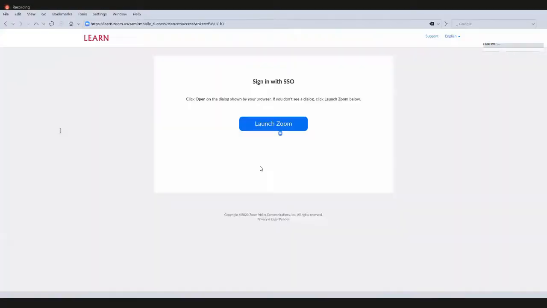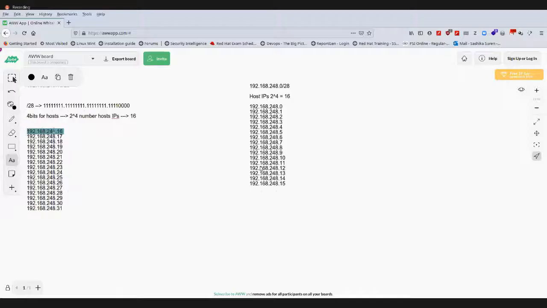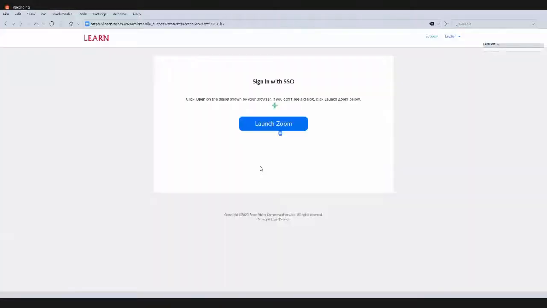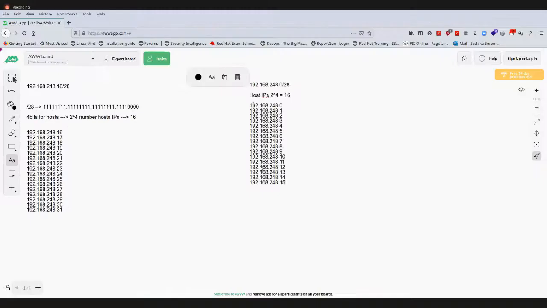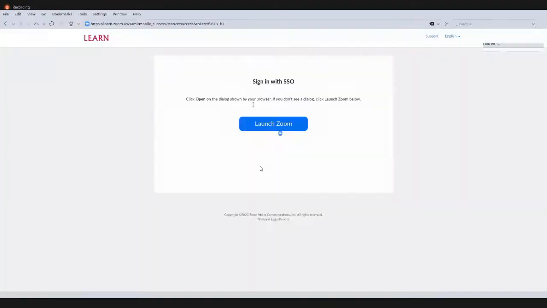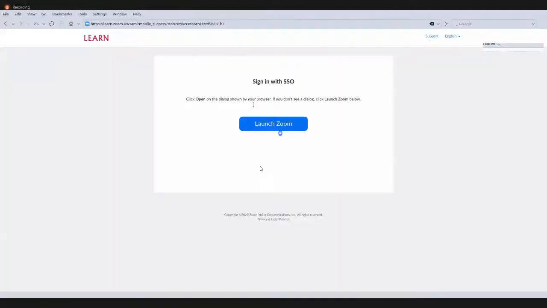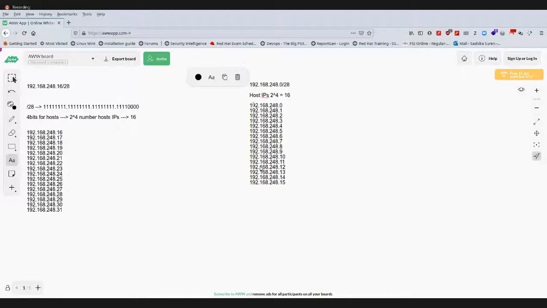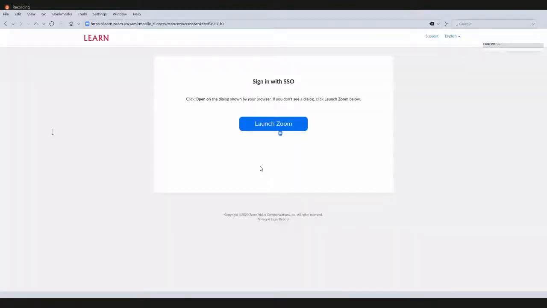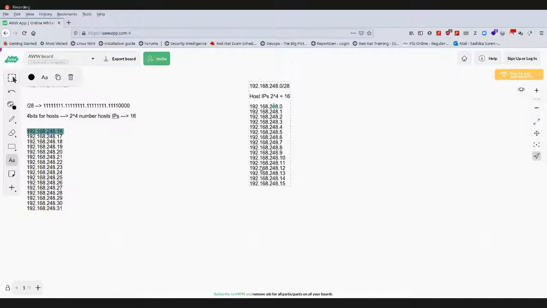The first IP address of the subnet in here is 192.168.248.16. In this subnet it is 192.168.248.0. Always keep in mind the first IP address of that particular subnet has been reserved for what? Broadcast? Broadcast or network? Network ID. Yes, always this first IP address of the subnet, any subnet.